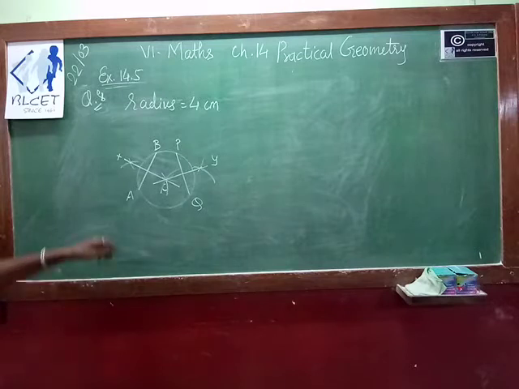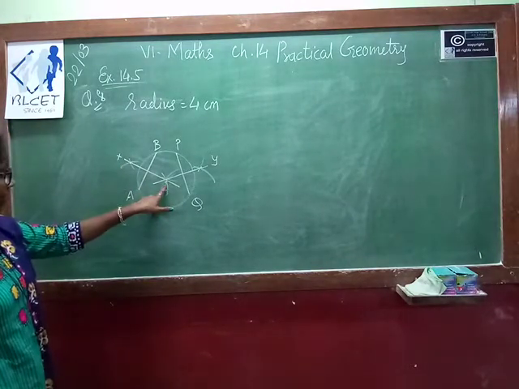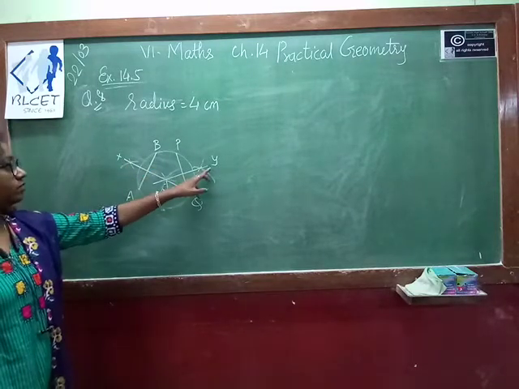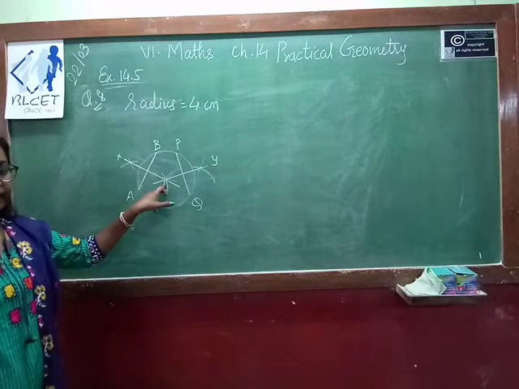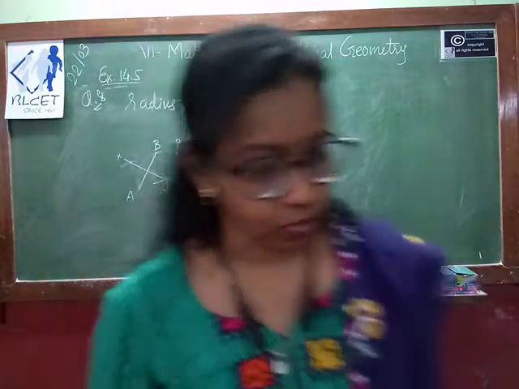Where do they meet? The perpendicular bisector of AB is XC, and the perpendicular bisector of PQ is YC. Where are they meeting? They are meeting at the center of the circle. So this is the answer of question number 8. Move on to the next question.